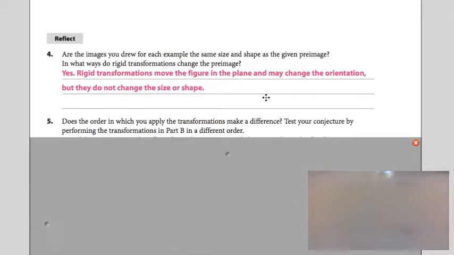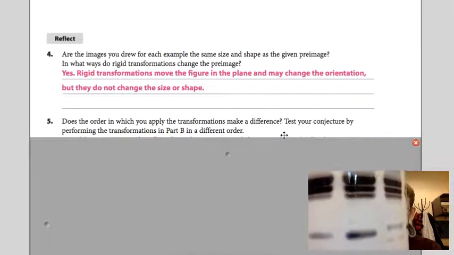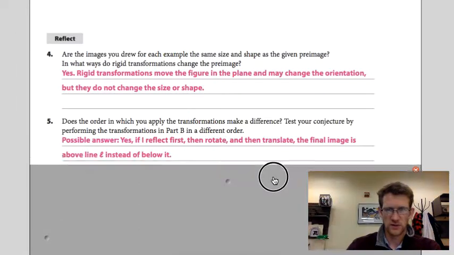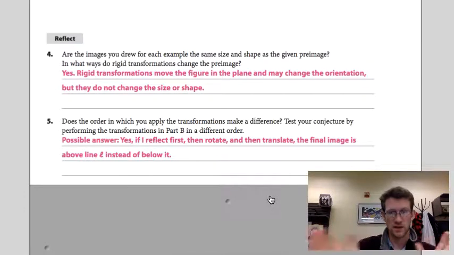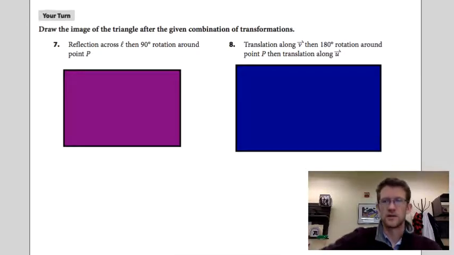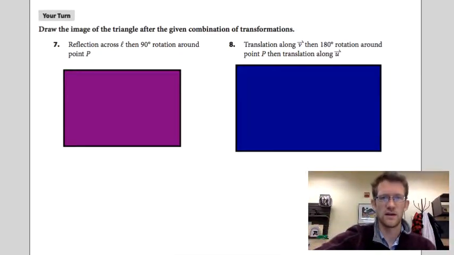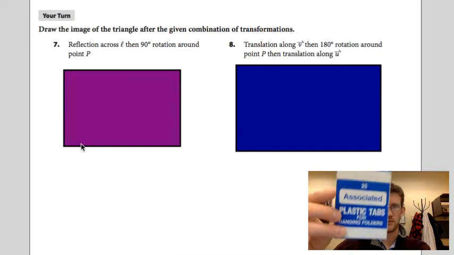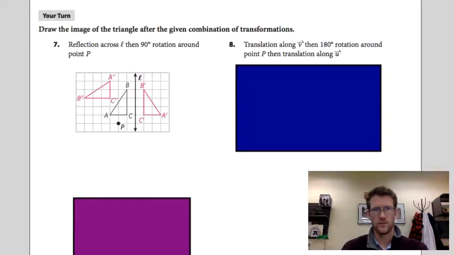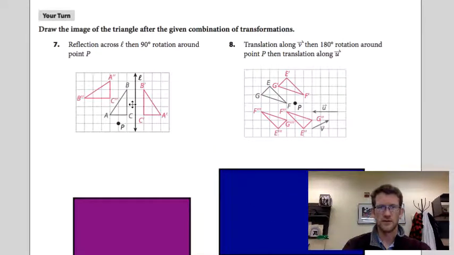Tell me what you think. Yes, sometimes it won't, sometimes it will. Depends on a number of factors. But okay, see if you can do numbers 7 and 8. Okay, so 7 is a reflection across line L, and then a rotation around point P. So here's point P, and you rotate it up.